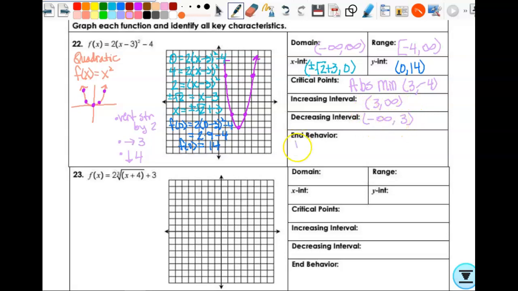My end behavior, this board is driving me nuts. As x approaches infinity, f of x approaches, so as x gets bigger and bigger and bigger, so does y. F of x approaches infinity. And then as x approaches negative infinity, f of x approaches infinity also. All right, next one.